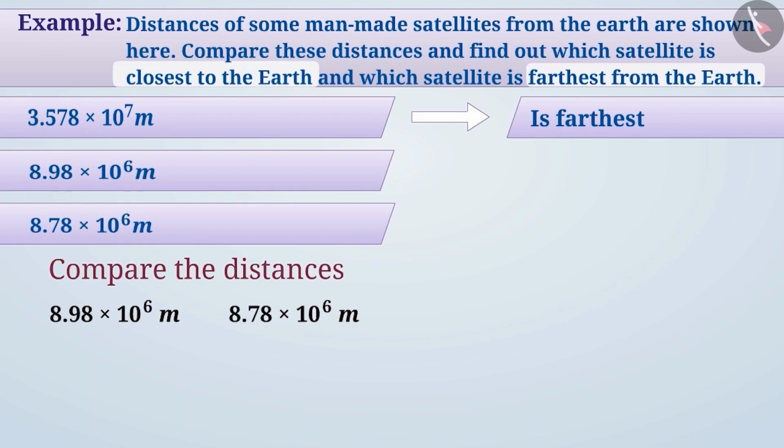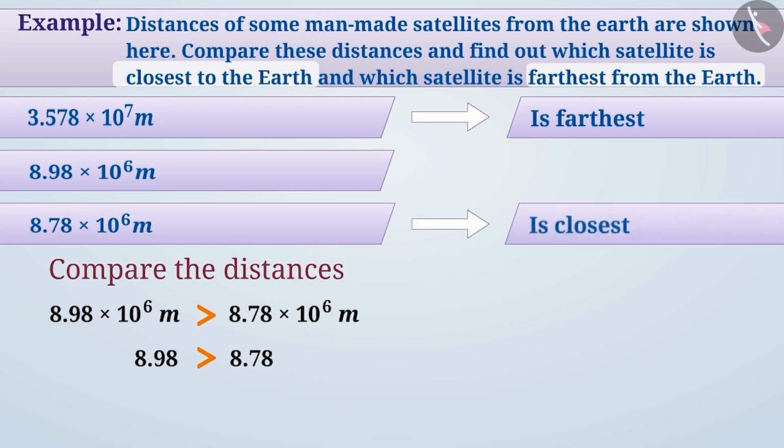Here, we can see that the power of 10 is equal in both numbers. In such a case, we compare the decimal numbers. Here, 8.78 is smaller than 8.98. Therefore, 8.78 into 10 to the power of 6 meter is smaller than 8.98 into 10 to the power of 6 meter. Therefore, we can say that among all the three satellites, the closest satellite to the Earth is satellite C.